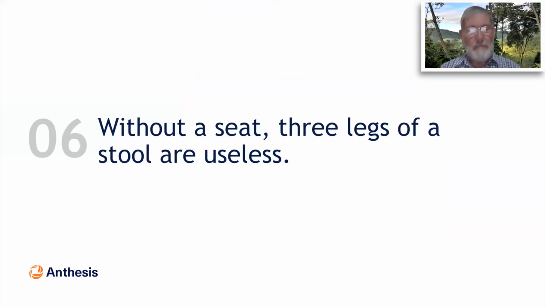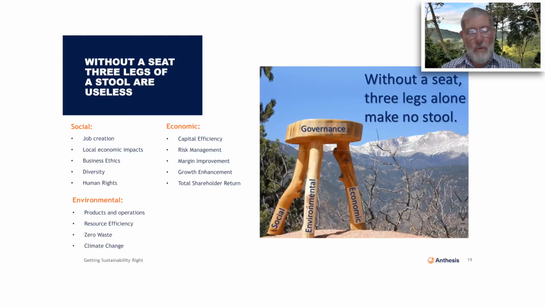The sixth one is, without a seat, three legs of a stool are useless. And this is one that we found: governance. You look at ESG and the investor community, environmental, social, and governance. ESG is a terminology that's gaining a lot of prominence now, particularly with the investors and some of the governments. But if you have social, environmental, and economic performance, which you have, but you don't have a governance within which those performances can be managed, you have business practices, whether it's strategy or business development or business models or innovation.